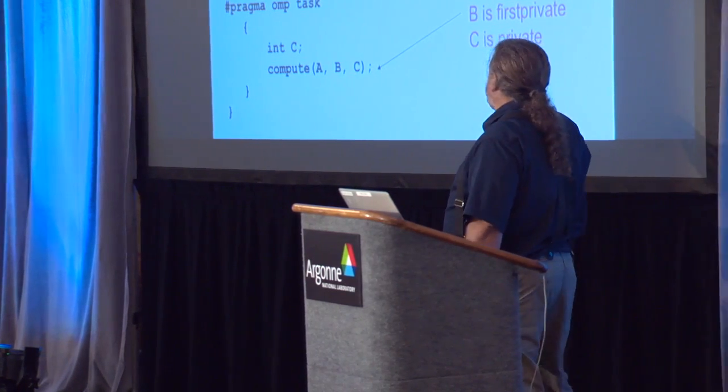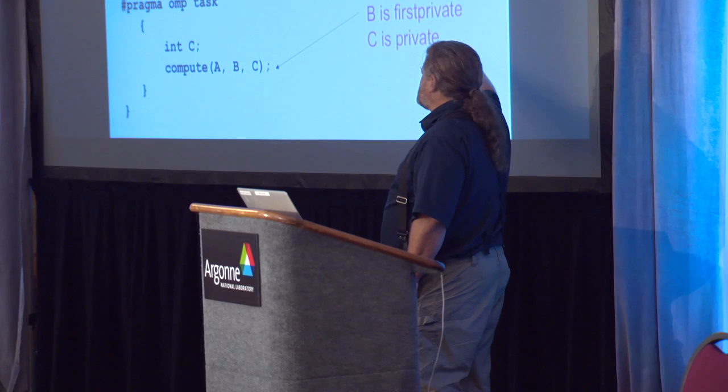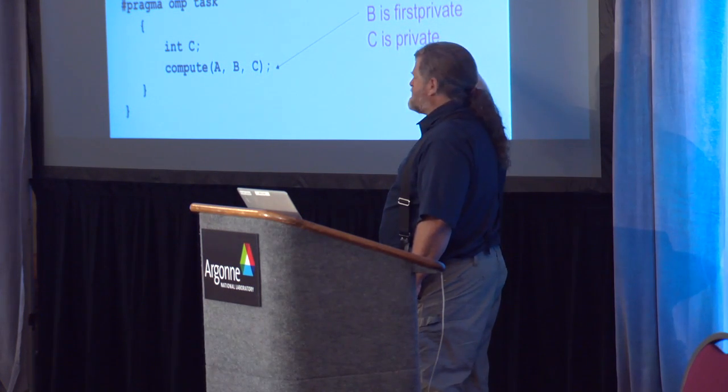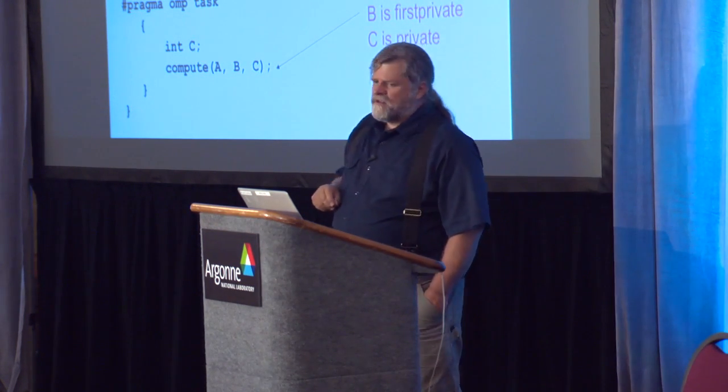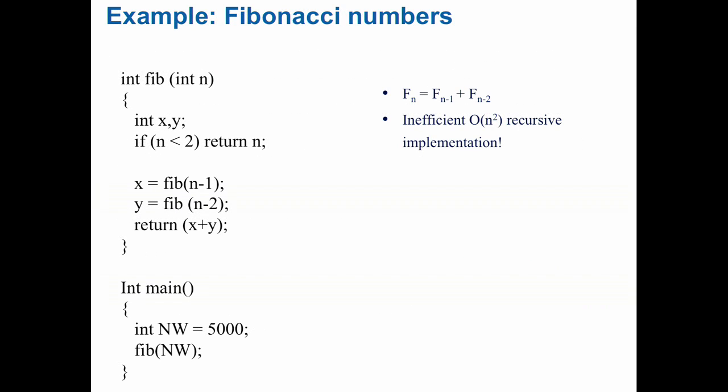So in this example, B is first private inside the task, C is private because you declared it inside the task, and A is shared. All right, but I think this is too much detail. I want to give you another example and then give you an exercise to work on. All right? Let's look at Fibonacci.